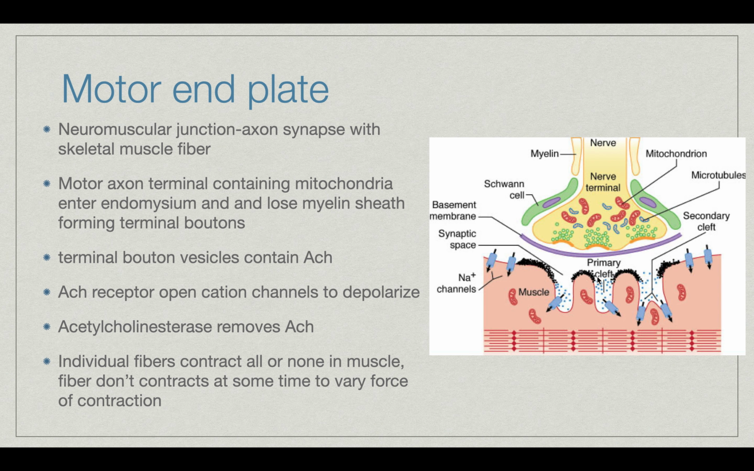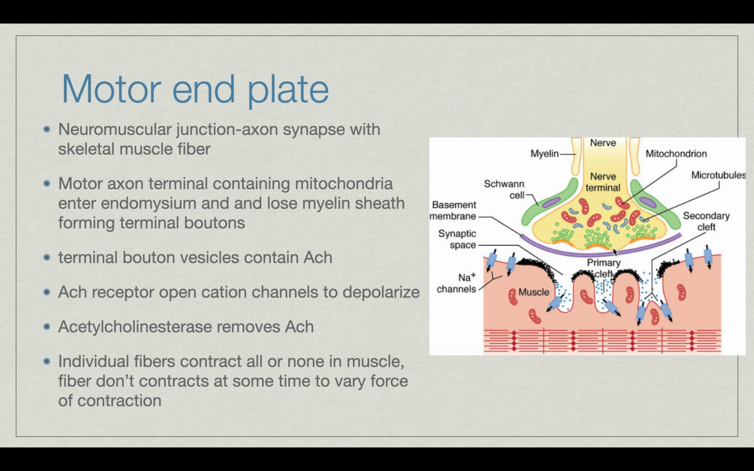contain acetylcholine, and the acetylcholine will open the cation channels to depolarize, and then the cell will send the nerve impulse when the sodium channels are open, and then acetylcholinesterase will remove the acetylcholine. So it will remove all of this, sequester it back, and then the cell is ready to go for another impulse.